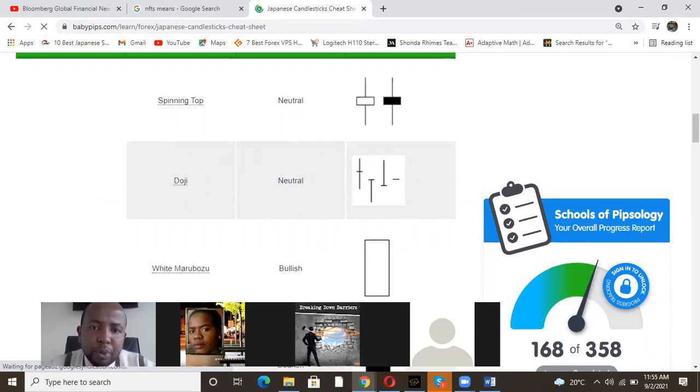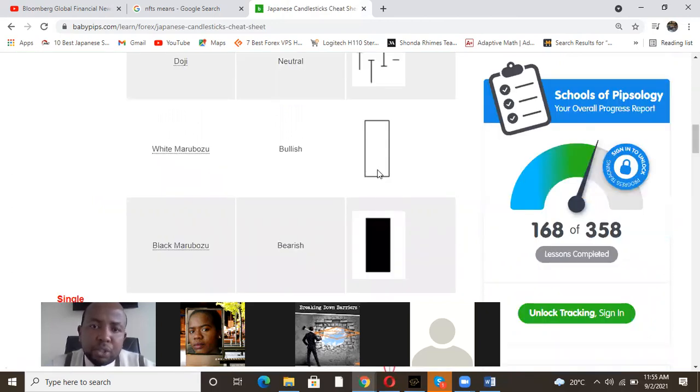Then we have a marubozu, bullish. Of course, the psychological aspect is the market is going up. And also it does not have any shadows, you can see it does not have any.